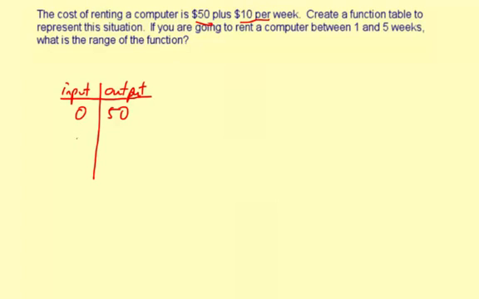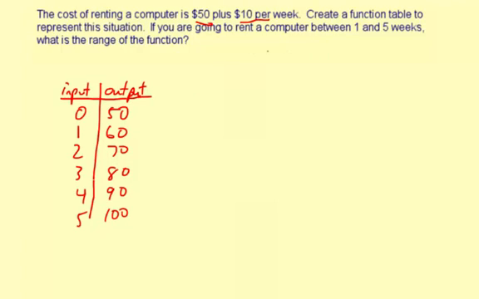So that's your rate of change. So that means for every 1 week, you're going to increase by $10. So that's going to be $60. Week 2, you add $10 again, so that's $70. For 3, you're going to add another $10, which is $80. 4, add 10, which is 90, and then 5, add 10, which is 100.